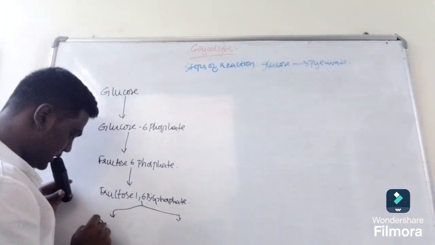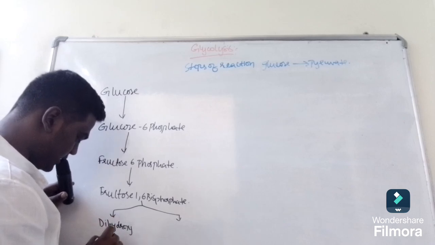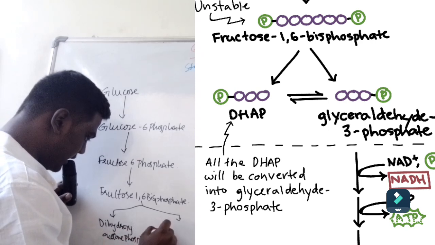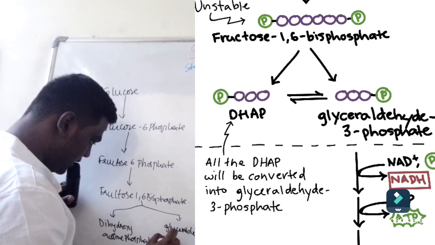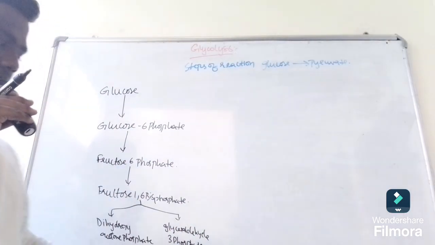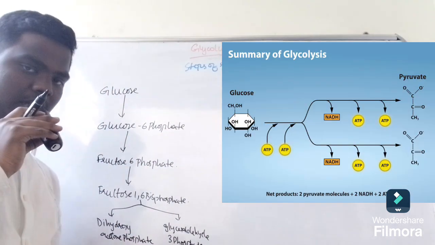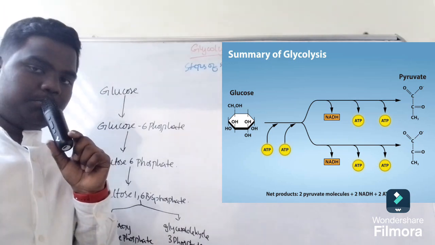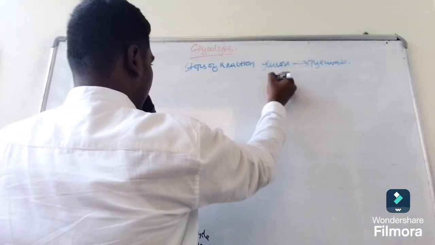The first one is dihydroxyacetone phosphate and the other is glyceraldehyde 3-phosphate. Till here everything is happening a single time, that is one time. But from glyceraldehyde 3-phosphate onwards, whatever reactions are taking place, they will be occurring 2 times. So I am continuing it here.